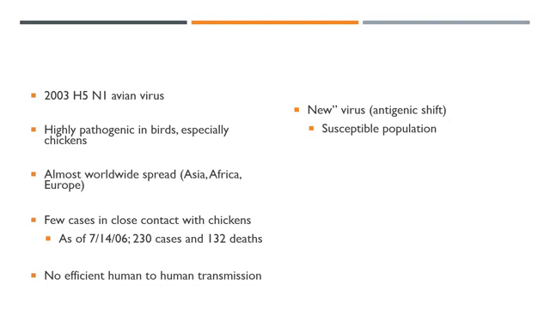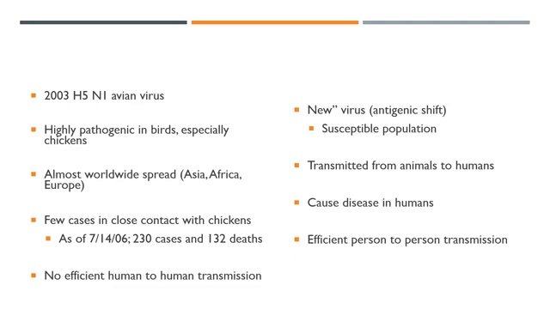So what do we need for a new pandemic? We need a new virus, which we have. We have a susceptible population. We have transmission from animals to humans, and it can cause disease in humans, we can see here. And then it needs human-to-human transmission. So that has not occurred yet. So we do not yet have a pandemic, but we could pretty much any day.